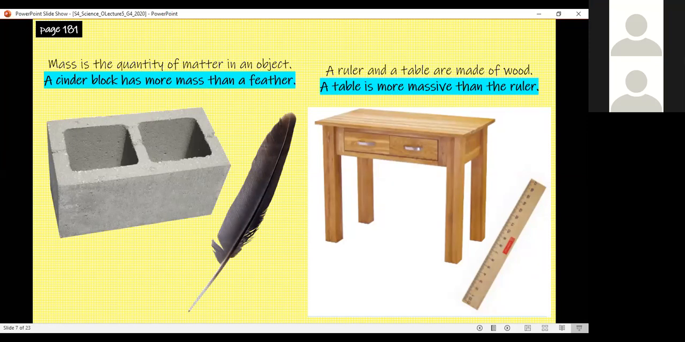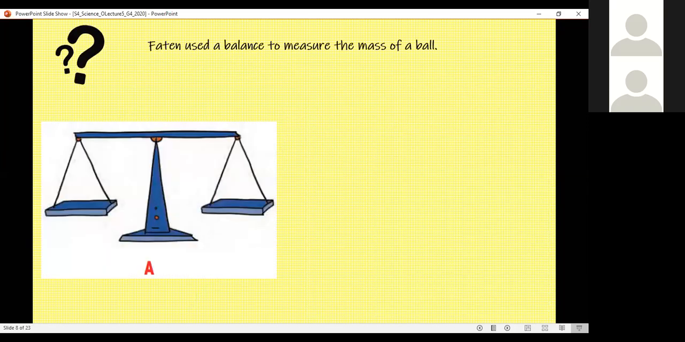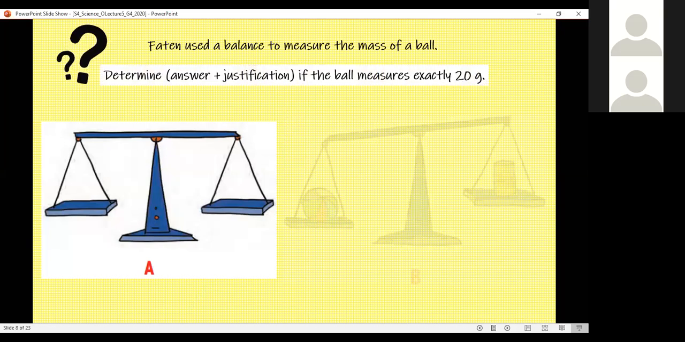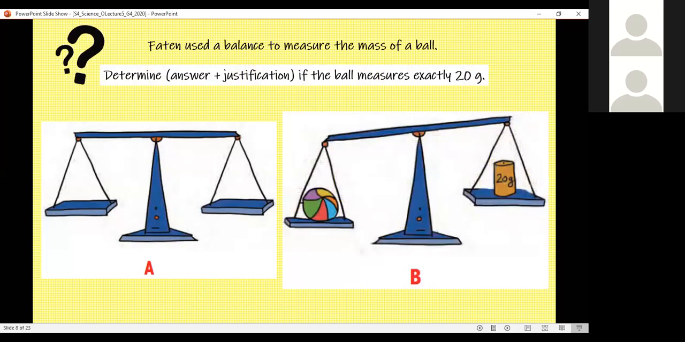Any questions till now? No. I have a question not about the lesson, not about the school. Yes, what is it?